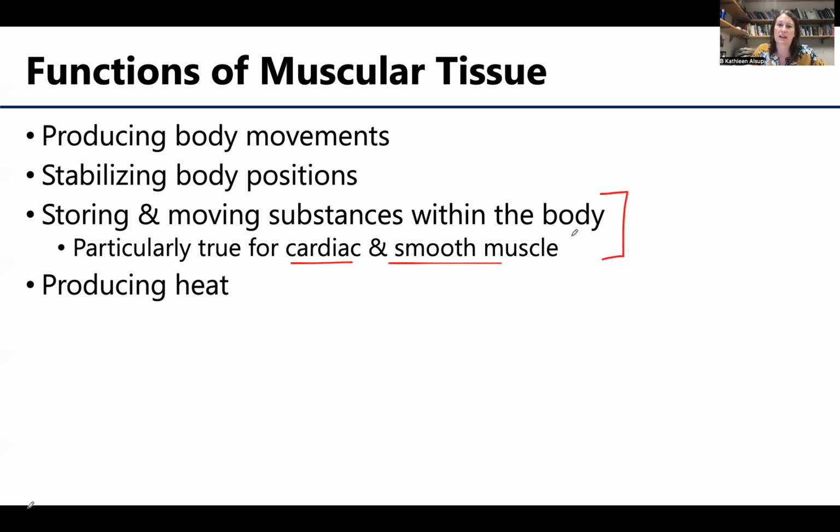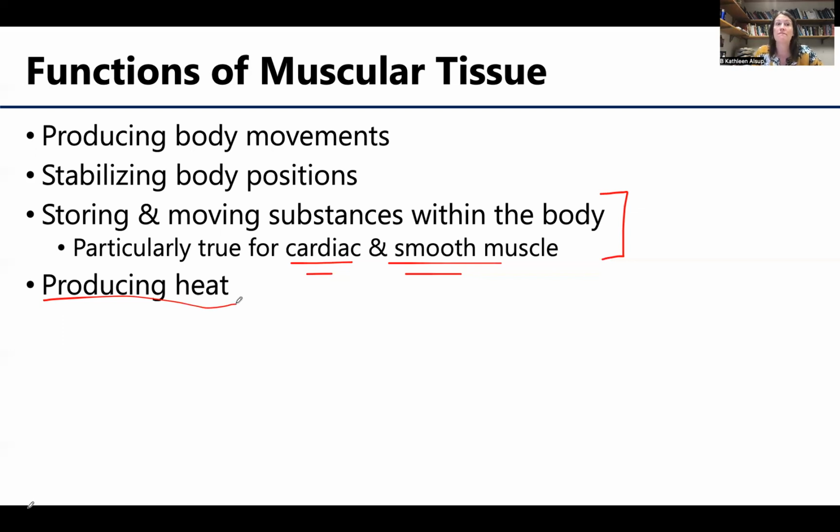But oftentimes when we think about this particular function, it's the cardiac and the smooth that have the biggest thing that we think about there. And the last function is an important one, which is producing heat in a process called thermogenesis. So for those of us that live in Michigan in the winter, you've likely experienced this when you get really cold, you're going to shiver, right? And that's going to be involuntary contraction of skeletal muscles. Shivering will dramatically increase the rate of heat production. So that's going to play an important role as well.